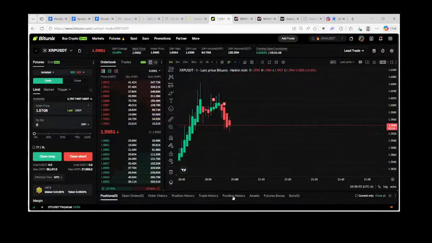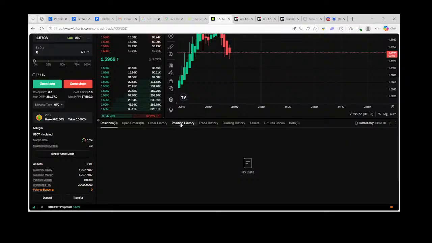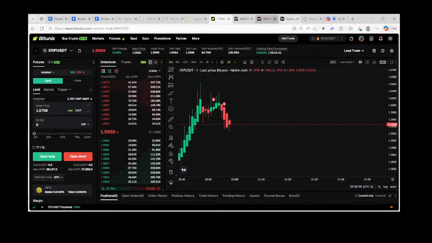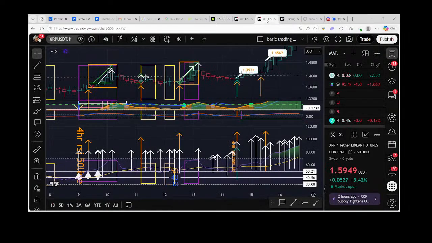I think we closed out. Yeah, we closed out on there. Probably should short this bad boy. All right, let me get back to the lesson. So hard not to trade.